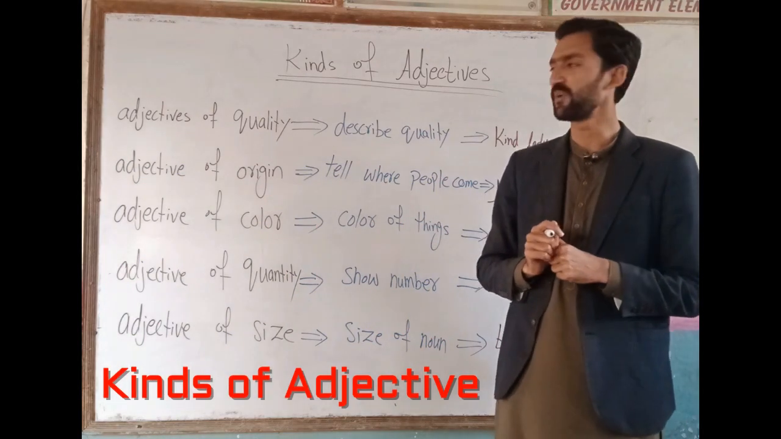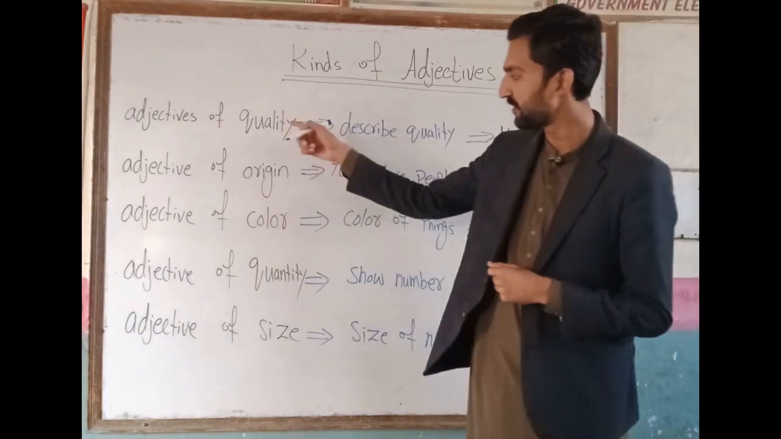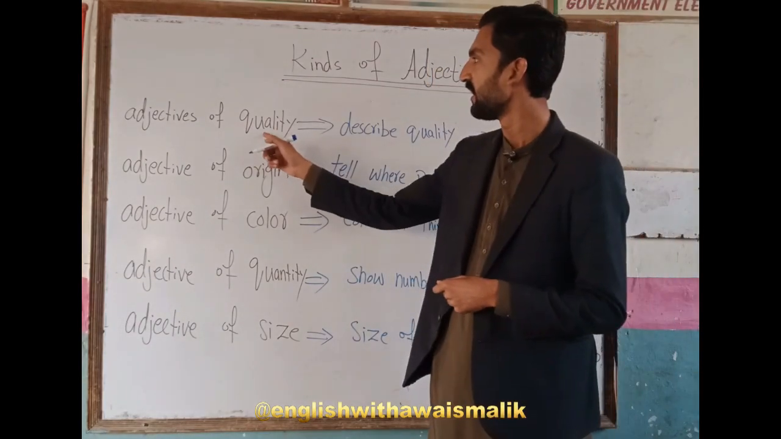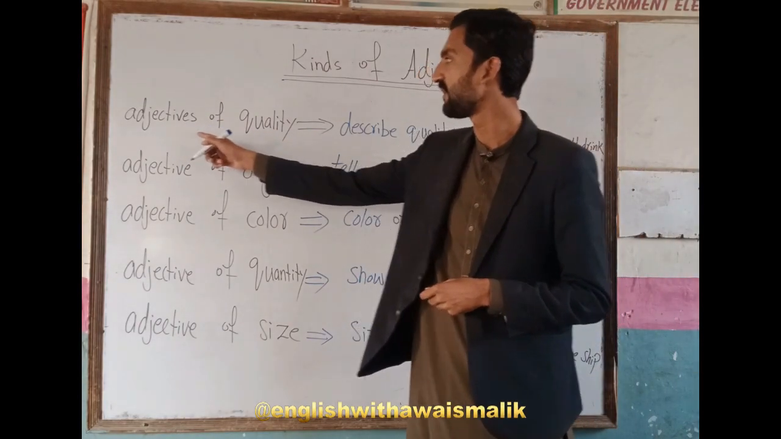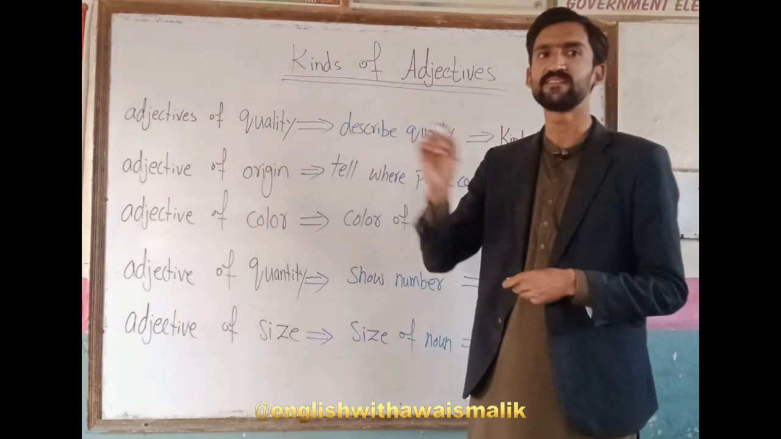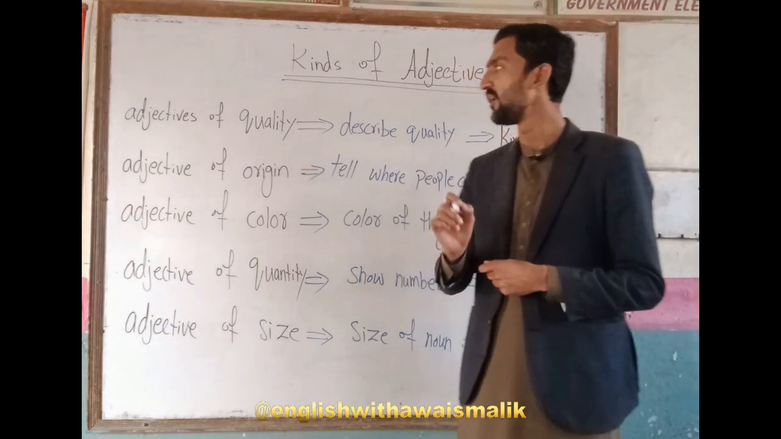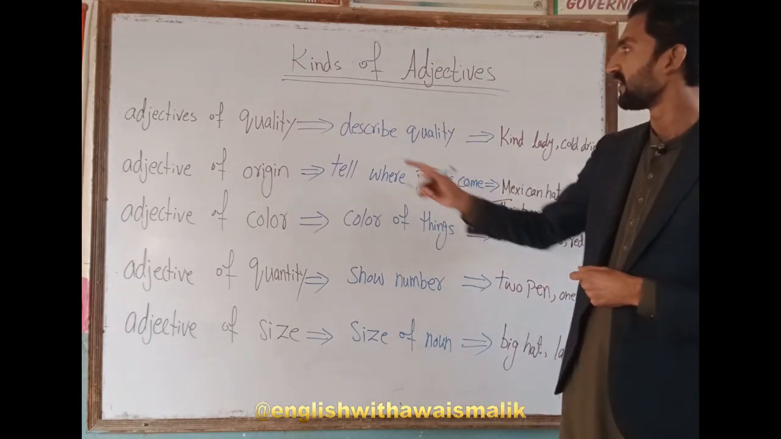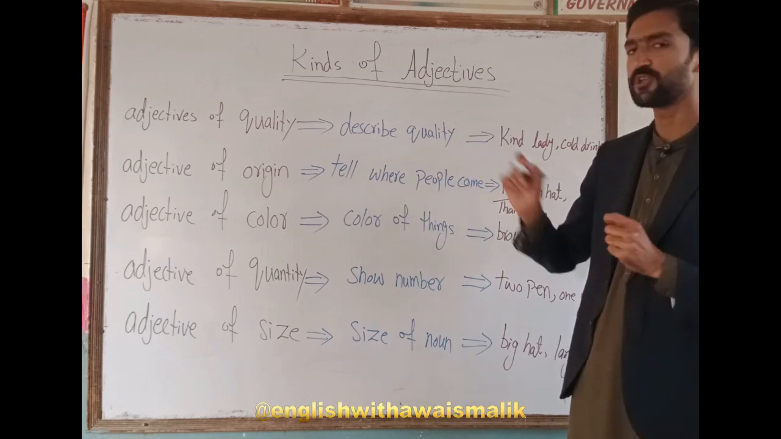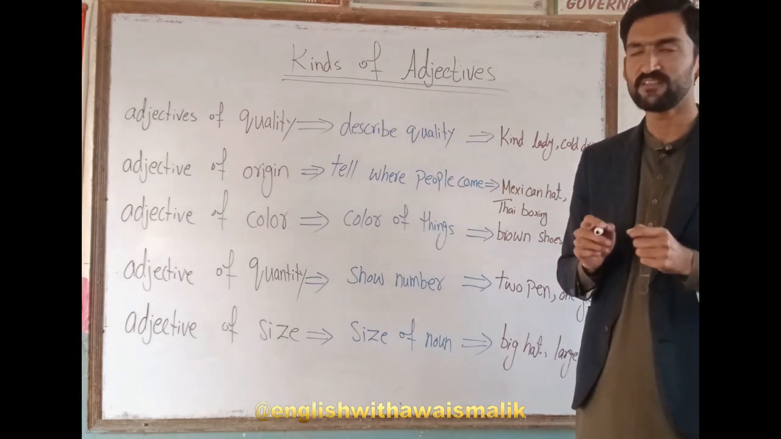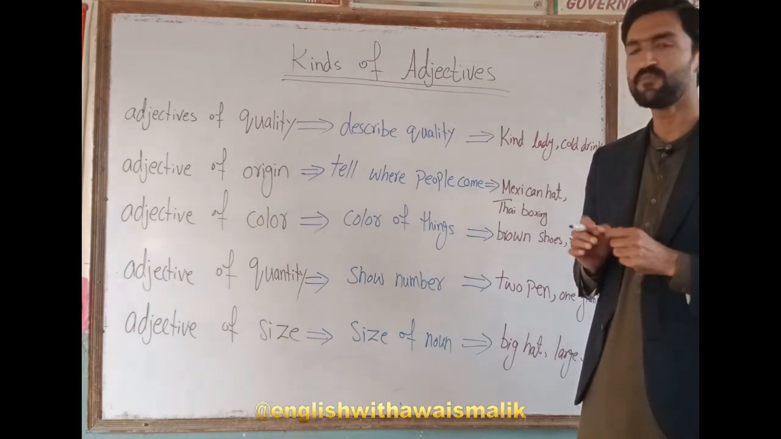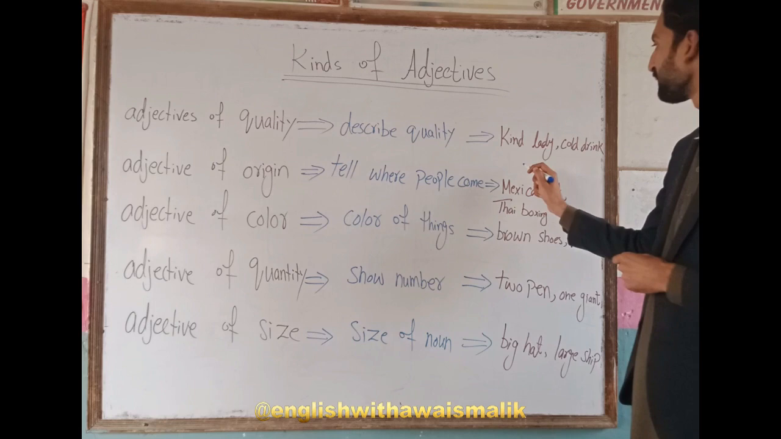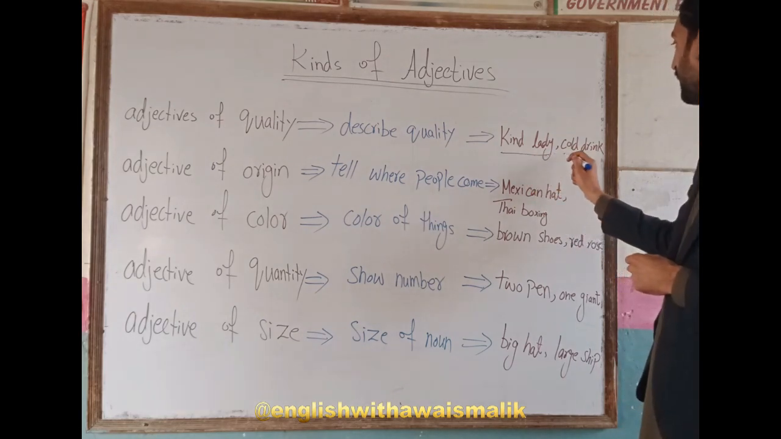In kinds of adjective we have different kinds which I explained before on the whiteboard. First we have adjectives of quality, a type of adjective which shows the quality of a noun. So those adjectives which describe quality are considered qualitative adjectives. We have examples like kind lady and cold drink.